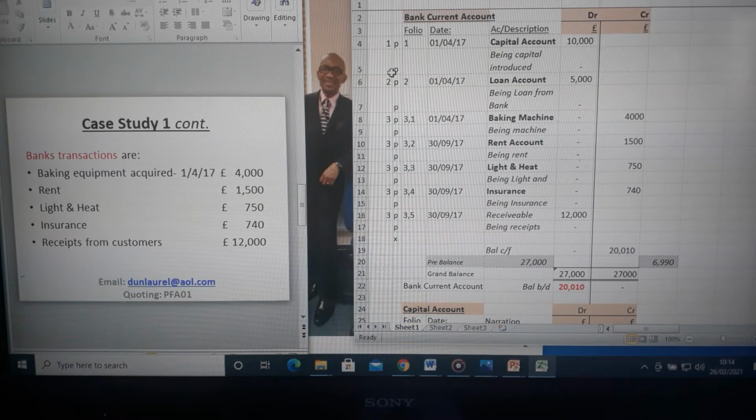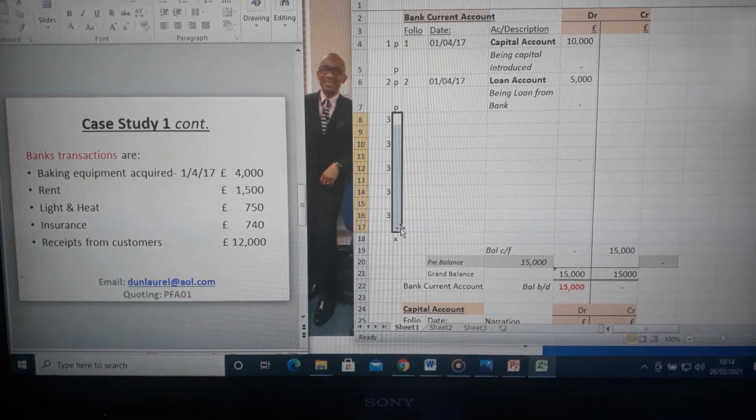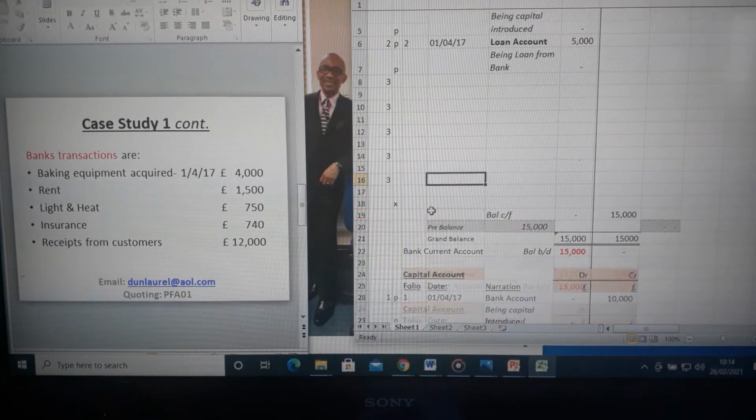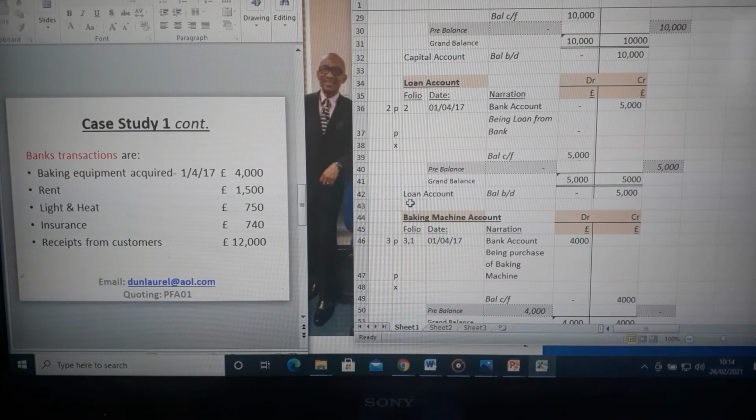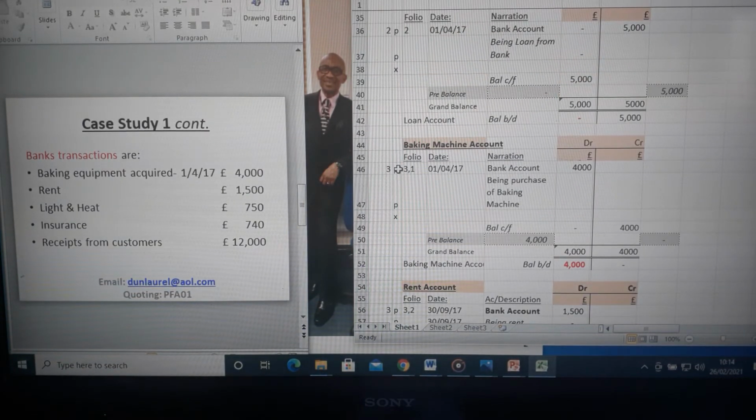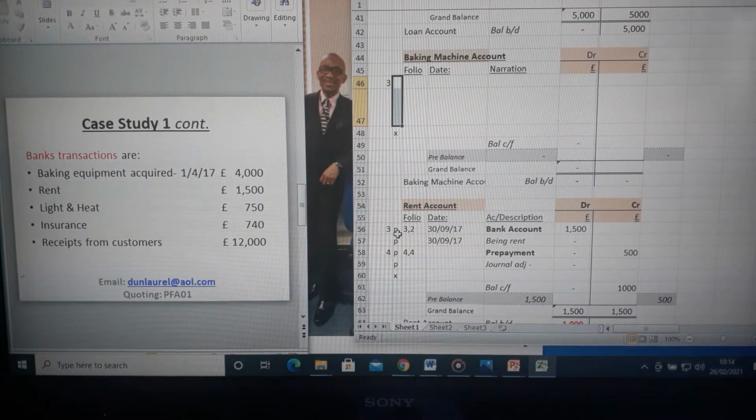Last time, points 1 and 2 I did with folio 2. Now folio 3 we have to do today. I will show you how we do that.